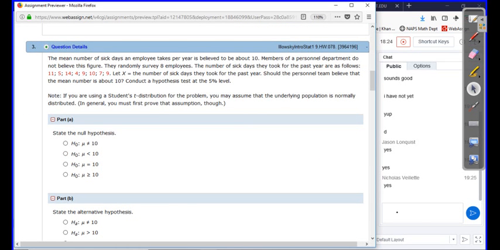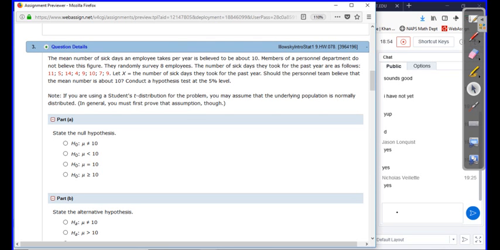And so in Excel it says this: we've got the mean number of sick days an employee takes per year is believed to be about 10. So members of a personnel department do not believe that figure. So what they do is they randomly survey 8 employees. The number of sick days they took for the past year was as follows for each of the 8 employees: 11, 5, 14, 4, 9, 10, 7, and 9.